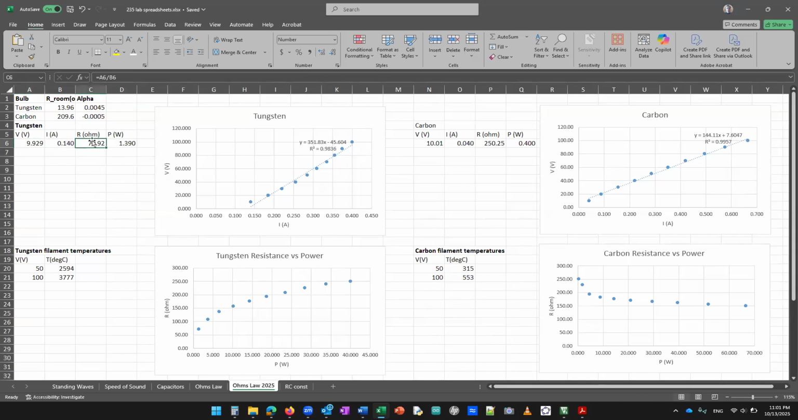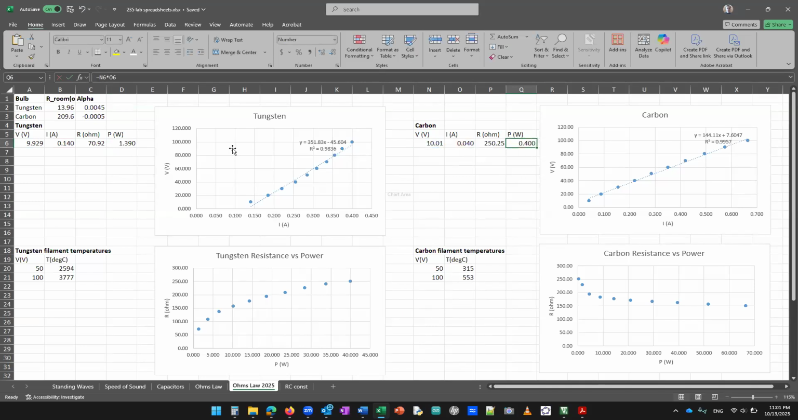And to calculate the resistance, you just divide the voltage by the current. So that's how it's done. And to calculate power, you multiply voltage with current. That's that. And we did this for the tungsten. We also did carbon, and same thing, I copied the formula. So divide voltage by current to get resistance, multiply them together to get power.